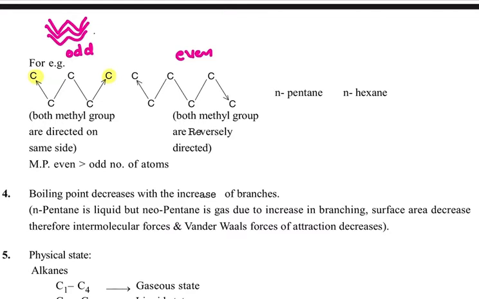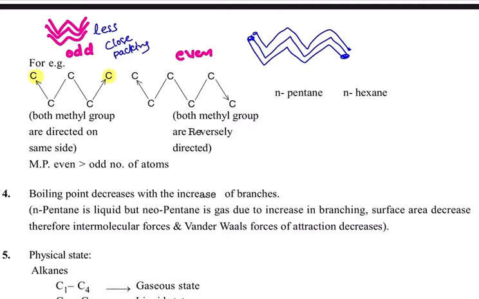Like this, there is less close packing. When you take an even number, the terminal groups are opposite to each other. So when another molecule enters, these terminal groups are on opposite sides. That's why here you get more close packing. Understand, students? So less close packing and more close packing. That's why alkanes with an even number of carbons have a higher melting point than those with an odd number of carbon atoms.